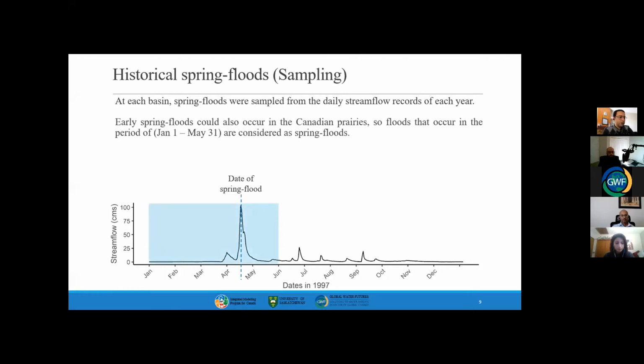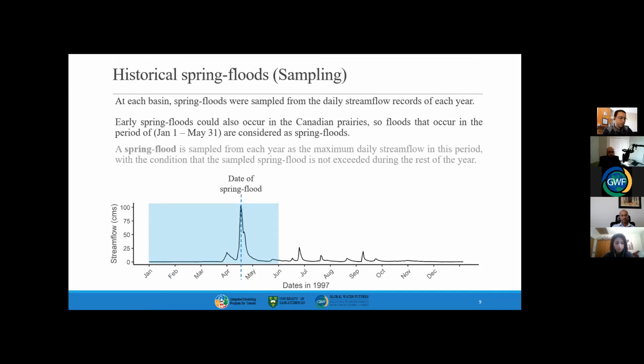So, since early spring floods could also occur in the Canadian prairies, the floods that occurred in the period from the 1st of January to the end of May are considered as spring floods. And so, a spring flood is sampled from each year at the maximum daily streamflow in this period, with the condition that the sampled spring flood is not exceeded during the rest of the year.